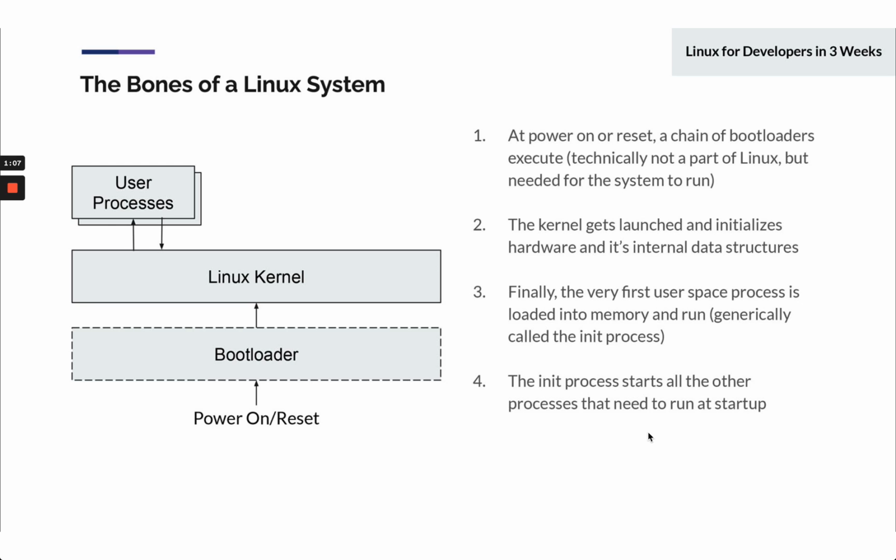It launches the very first user process called the init process. That actually is the only process that the kernel launches at this time. And that first process that runs is then responsible for launching all the other processes that you use on your computer. So the three main components are the bootloader, the kernel, and then user processes that run.